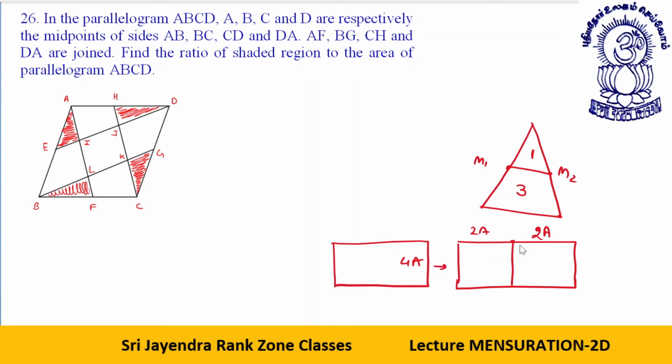If I divide it like this, it will be 2A, 2A, and if I join it like this, it will be 1A, 1A, 1A, also 1A. This is the main thing. Now, dear students, let's see.